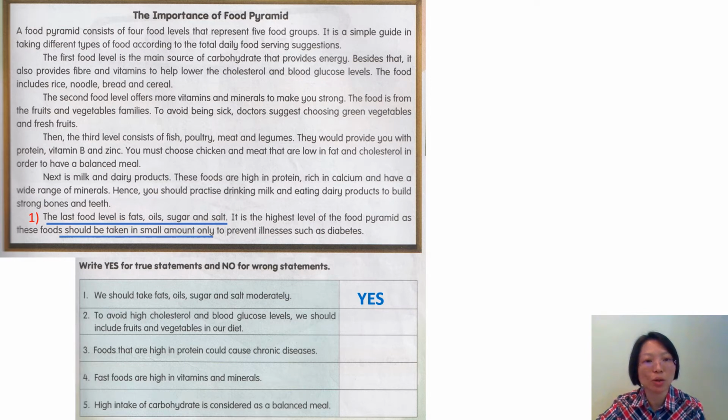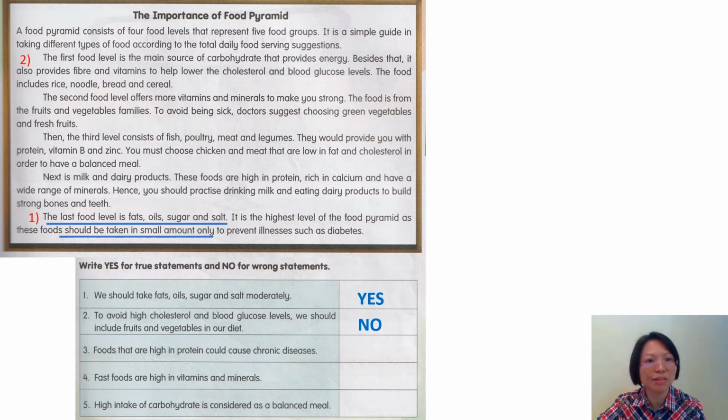Okay, now let's look at question number 2. For question number 2, here it says, to avoid high cholesterol and blood glucose levels, we should include fruits and vegetables in our diet. Okay, what is the answer? The answer is no. Okay, how do you know the answer is no? Where do we get the answer? The answer is taken from paragraph number 2.